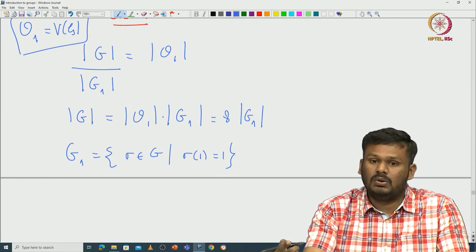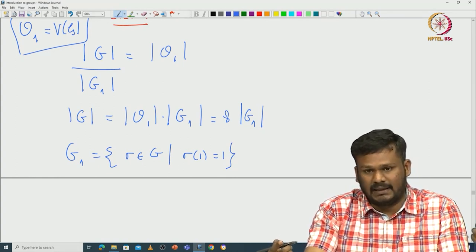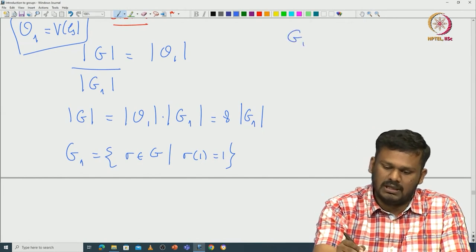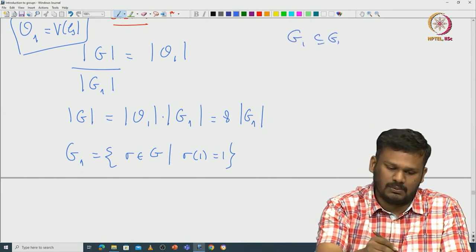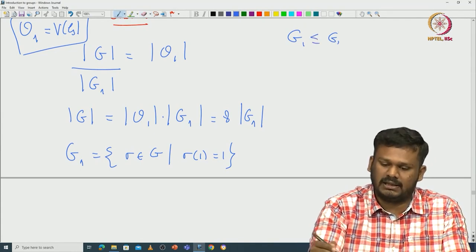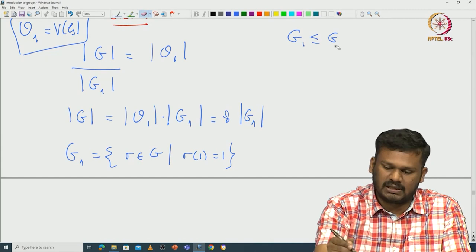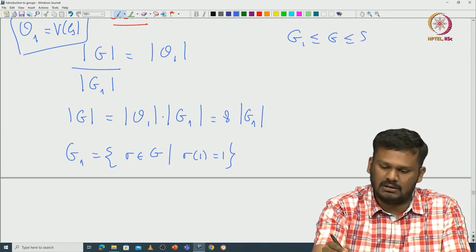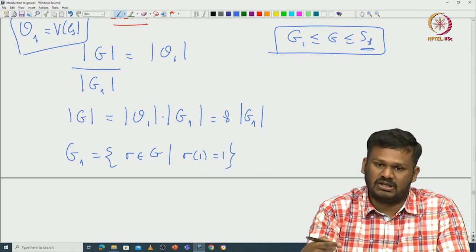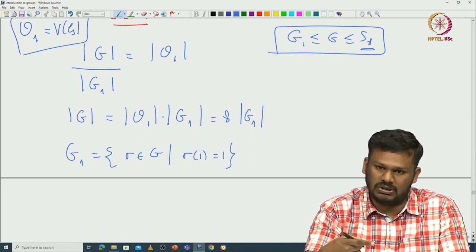Now you can take this G1 and again make it act on this vertex set, because G1 is contained in G as a subgroup. So we can use the same action. G1 is contained in G, and G is contained in S8, so the same action that you have here can be restricted to G, and can be restricted to G1.